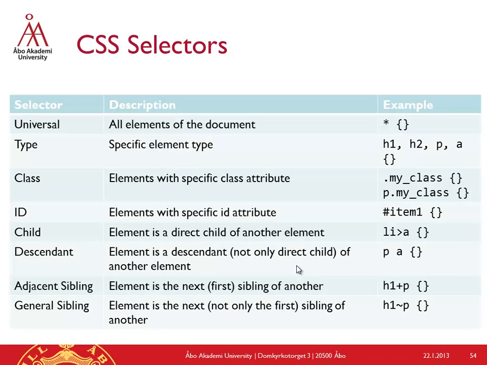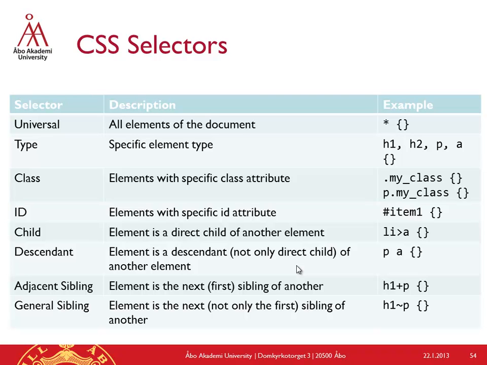How, according to a selector, will specific elements in your HTML document be selected with your CSS? Well, it depends on the type of the selector. The basic and useful type of selector is the so-called universal selector. It highlights all elements of the document. It might be this asterisk.